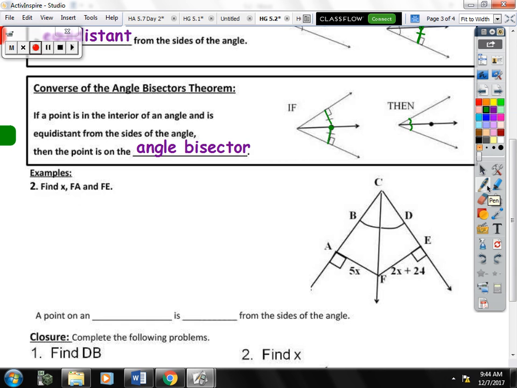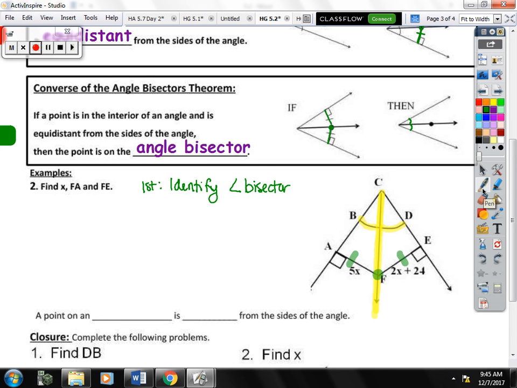Example 2, find X, FA, and FB. So the first thing we want to do here is identify the angle bisector. For those of you that like highlighters or markers, you might want to highlight it. This is the angle bisector. It's cutting the angle into two congruent parts. So we know that by the angle bisector theorem, any point on it has to be equidistant from the two sides.